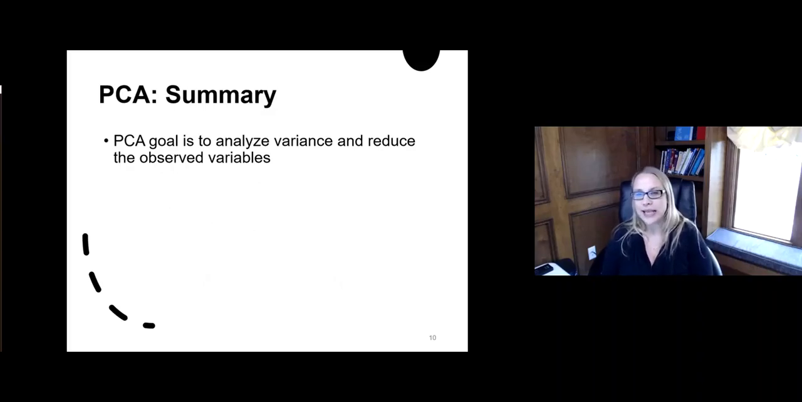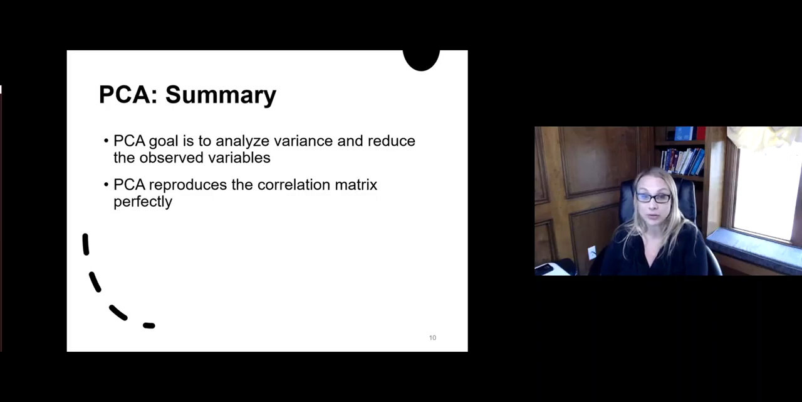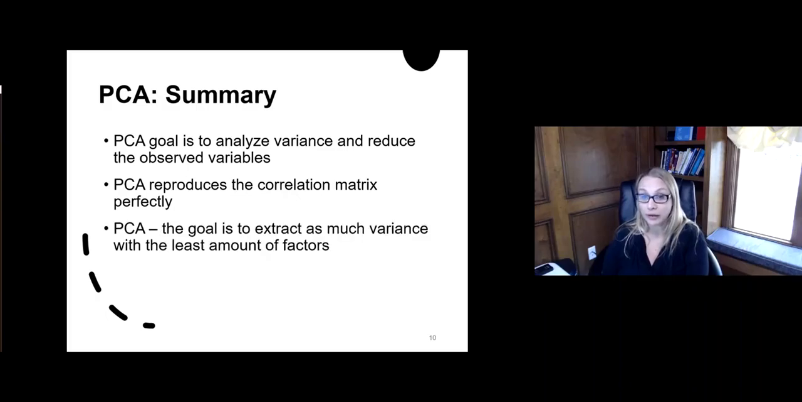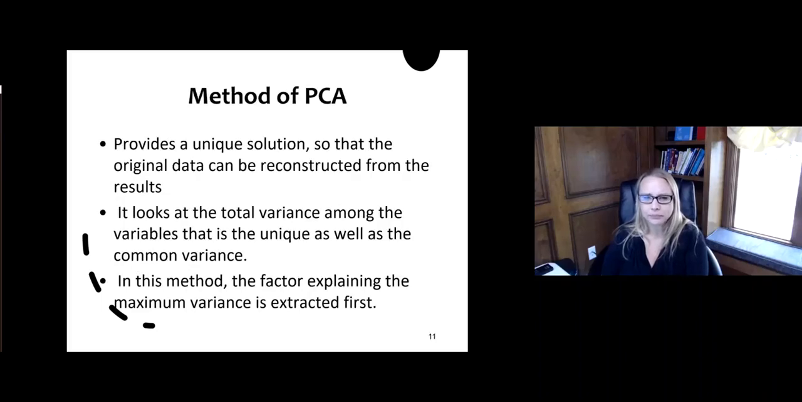Really, the goal of PCA is to analyze the variance and reduce the number of observed variables. PCA reproduces the correlation matrix perfectly. The goal is to extract as much of the variance with the least amount of factors or principal components. Sometimes you'll hear factors being used interchangeably with principal components, and they're generally very similar to each other. And PCA will give us a unique solution.